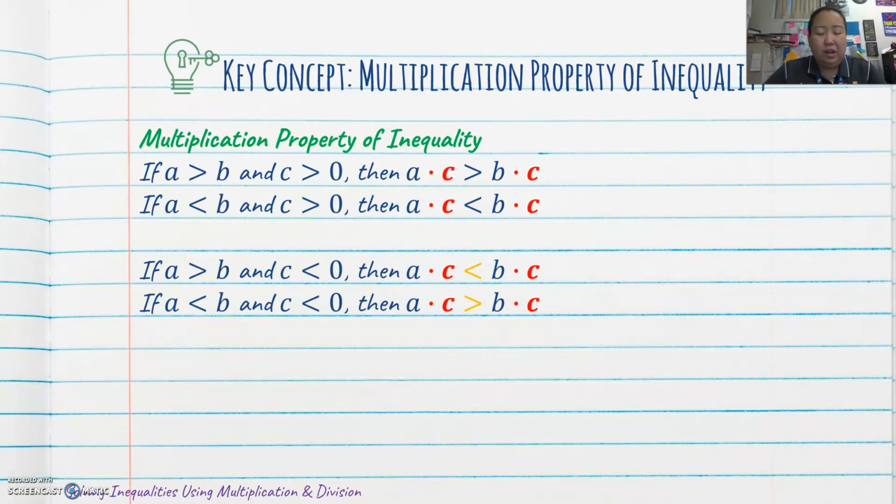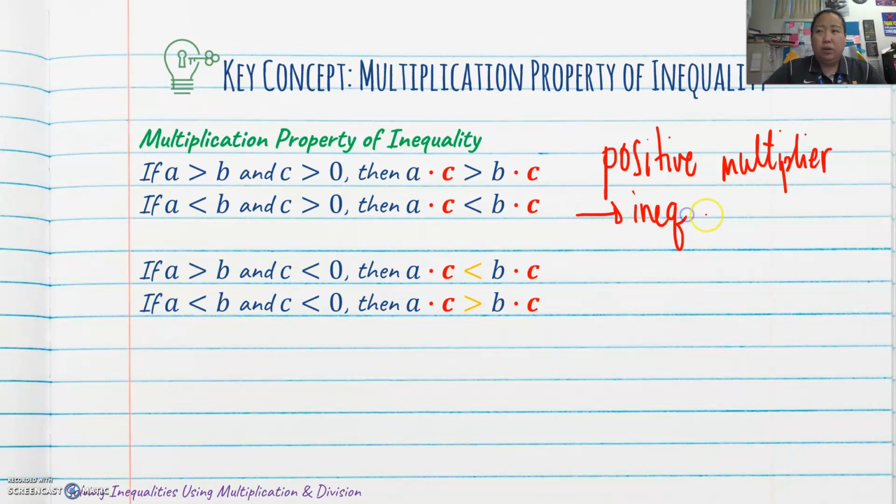But now that we have an inequality, when you multiply by a positive number, okay, the multiplier is a positive number, your inequality stays the same. All right, so that is very important here. So positive multiplier, the inequality stays. But the moment that you multiply by a negative number, your inequality will flip.